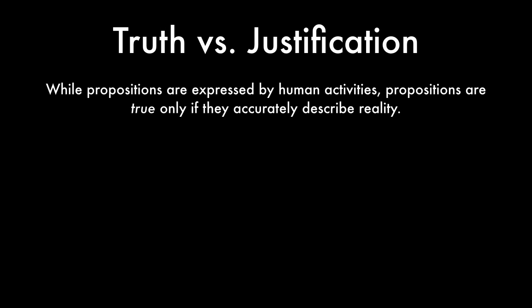Let's move on to another distinction, the distinction between truth and justification. Now, this is only implicit in what Aristotle is talking about. This is a more modern distinction than Aristotle, but it's important for understanding what's going on when we're talking about truth. While propositions are expressed by human activities, as we've already noted, propositions are true only if they accurately describe reality. So what makes a proposition true, according to Aristotle's conception of truth, is reality itself, nothing to do with the person who expressed the proposition, what the person thinks, or what communities of people believe, or anything like that.